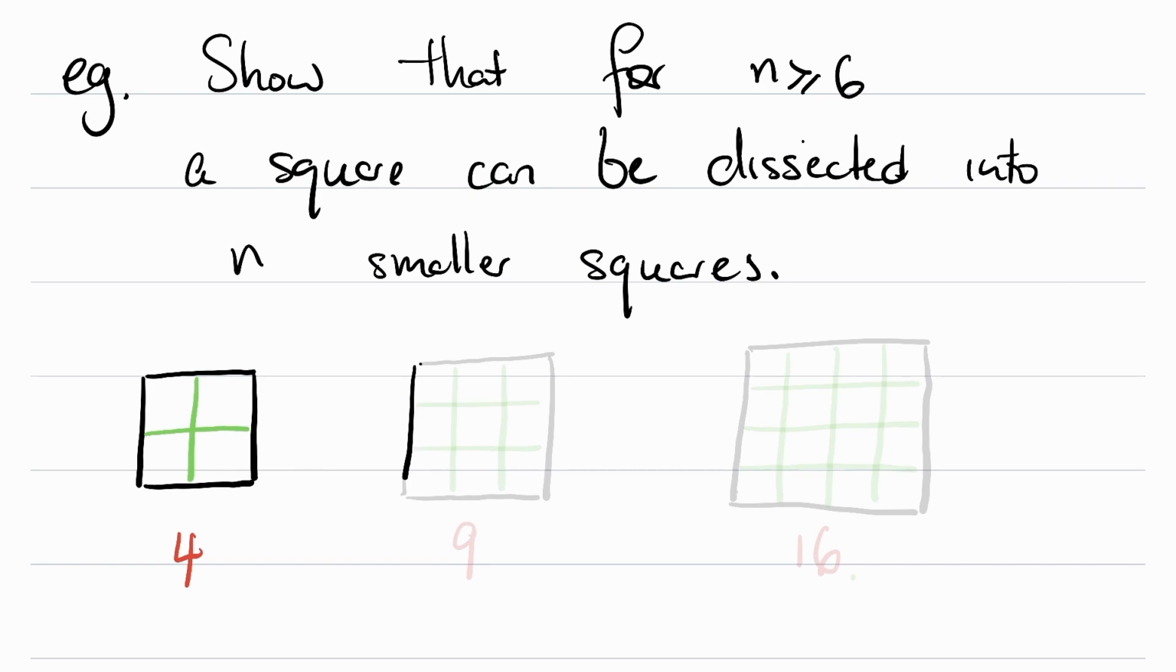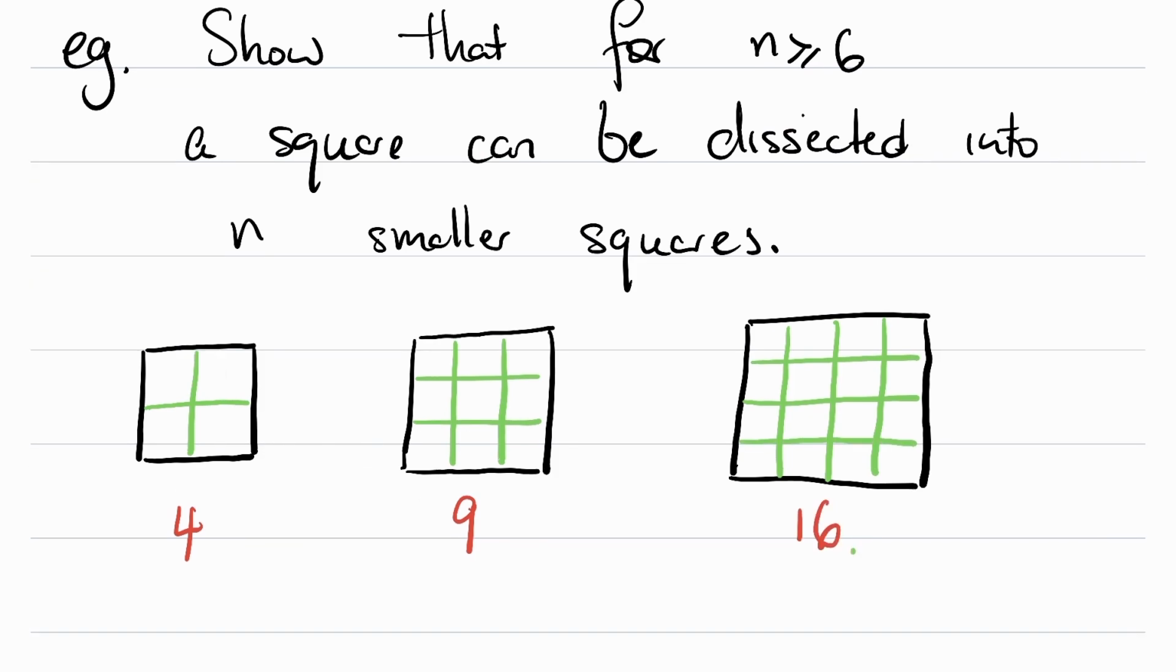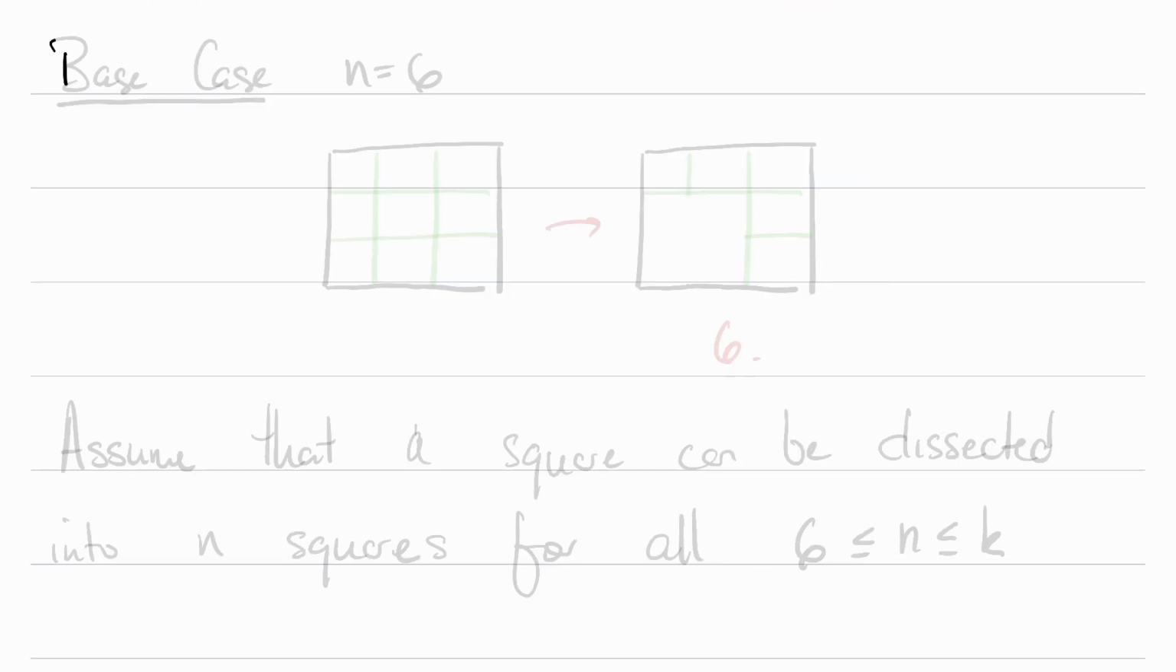So let's cut our sides into 3. This is how we get 9. We can cut our sides into 4s. That's how we get 16. Pretend that these are squares, etc. So how do we get 6? Let's do our base case. n is equal to 6. Well, I'll do this by demonstration. I'll prove it directly. So here is our square.